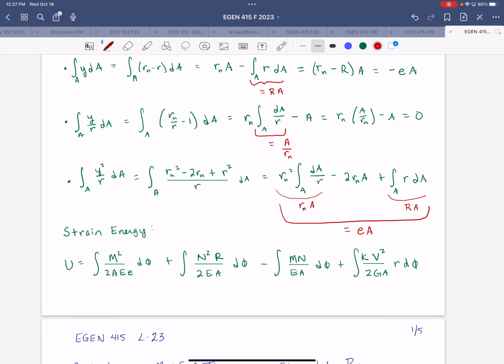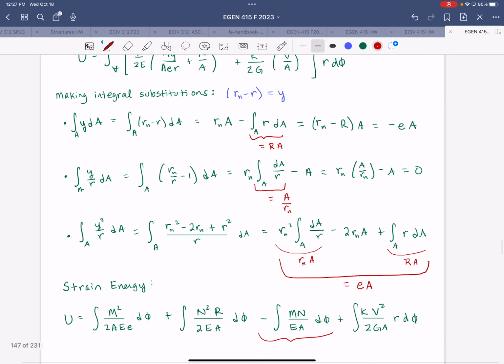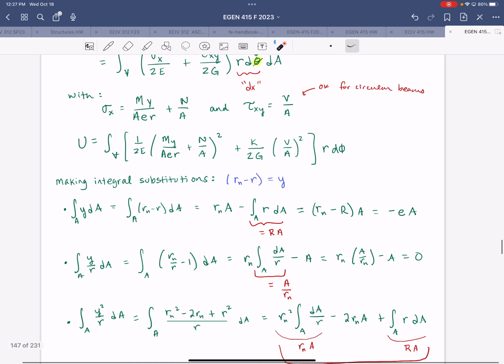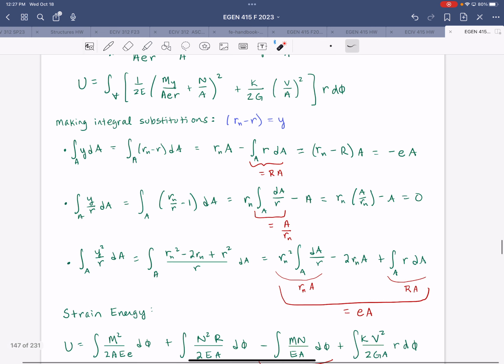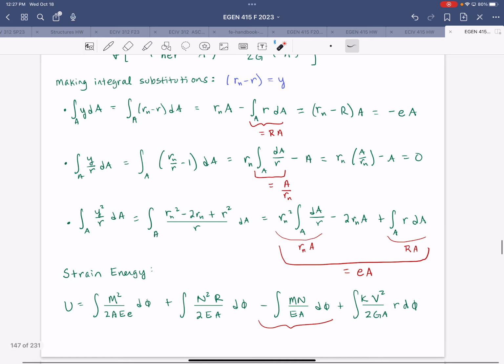Now this third term here is a negative term in the expression because a positive moment will compress the centroidal axis, which is where the normal force N acts. So the work done in that situation is negative, right? In all the other cases, the work done would be positive.